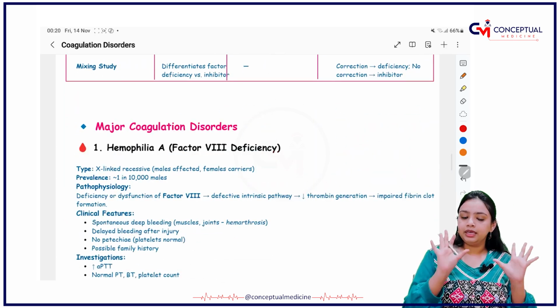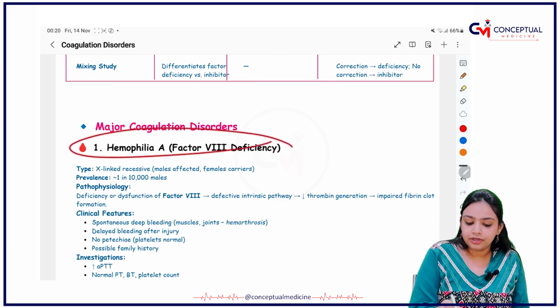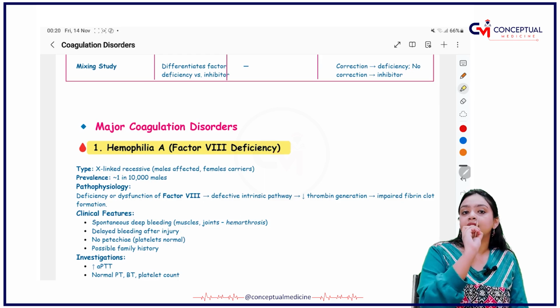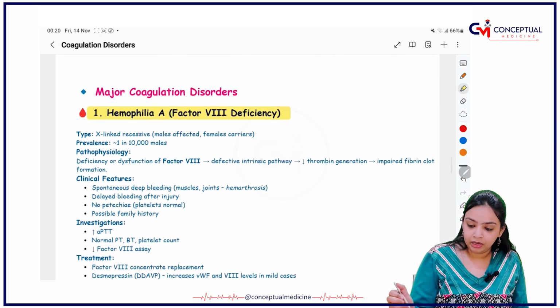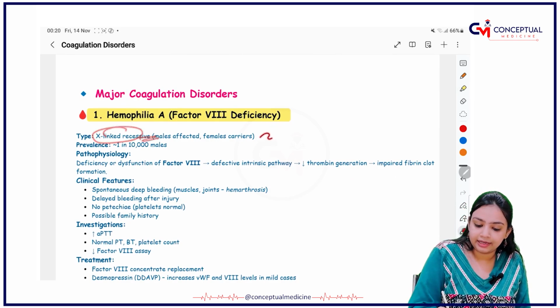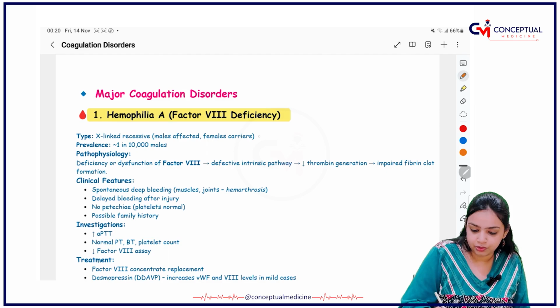Now, we will study every disease in detail. First thing first, you have hemophilia A, that is factor 8 deficiency. This is X-linked recessive, that is XLR, you can say. Okay, I'll write it also for you.